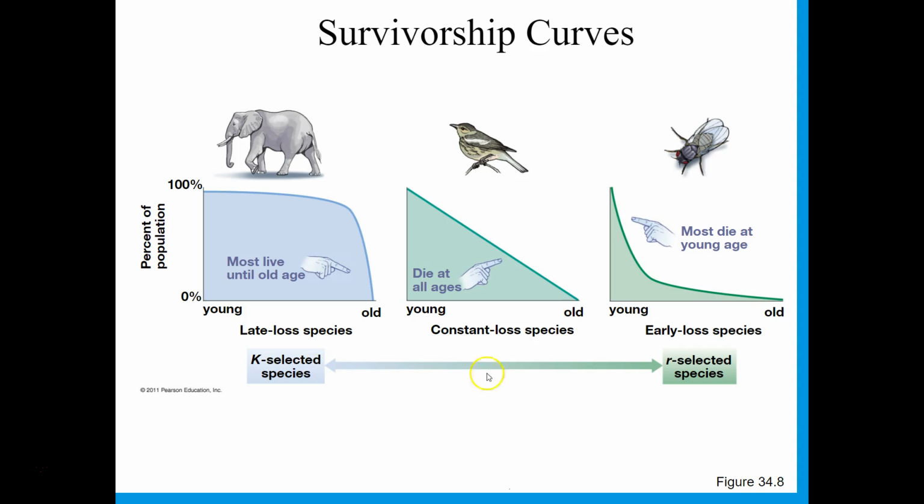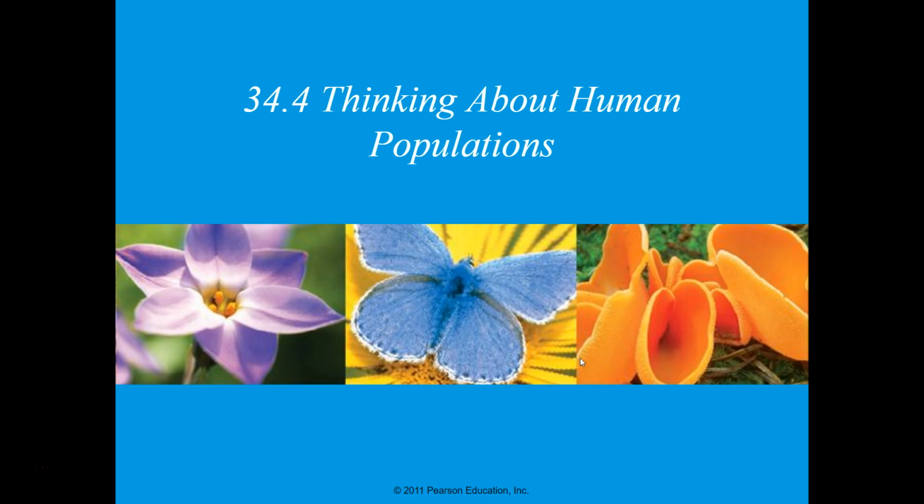You can see this is on a spectrum of R-selected species to K-selected species. K-selected species tend to be late loss. R-selected species tend to be early loss species. Next we're going to talk about human populations.